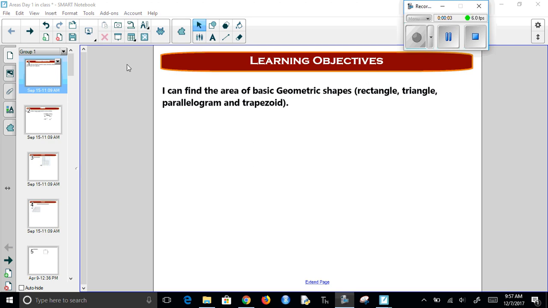Hello, today we're going to be looking at areas, and a lot of this you've seen before, but maybe you haven't really thought about where the formula comes from and such. So hopefully this clears those things up.